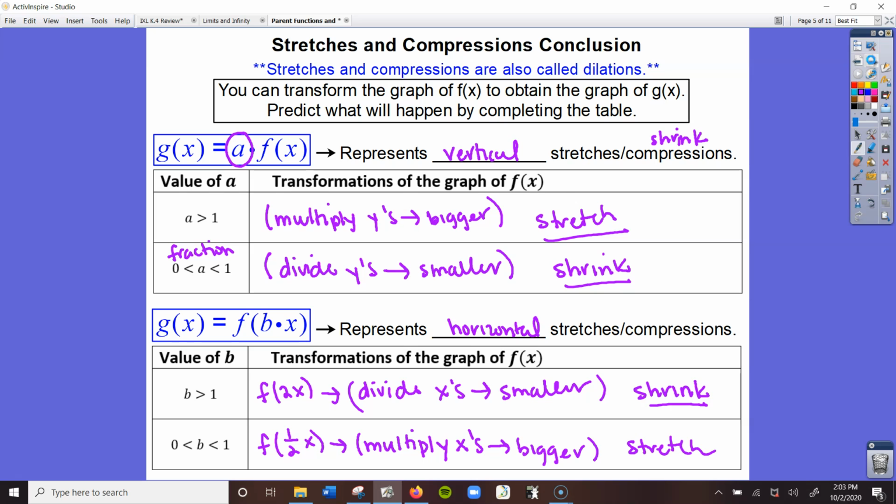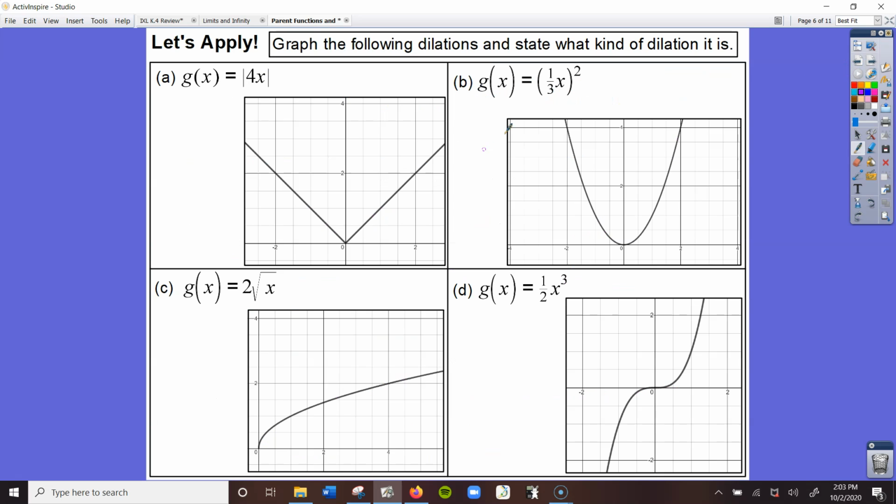So now let's actually apply this and test it out. For each one of these, we have some kind of dilation. So the first thing that we're going to do is at least recognize what the parent function is. For this one, we have the absolute value of 4x. That means that your parent function is the absolute value of x. Now this 4 is on the inside, and because it's on the inside, that is going to be some kind of horizontal dilation. Remember, we do the opposite. So instead of multiplying 4, we're going to divide 4, making this a shrink.